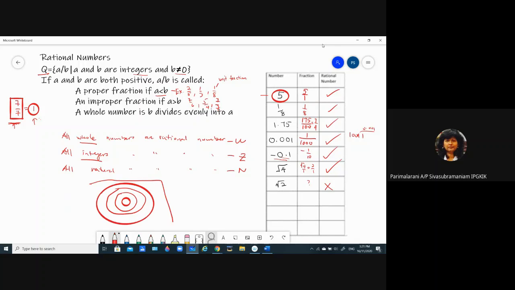Okay, so this is what we're going to draw. What is right inside? We have 4 types of numbers here: Q, W, Z, and N. N is natural numbers, Z are integers, W is whole numbers, and Q is rational numbers. So which one is inside?